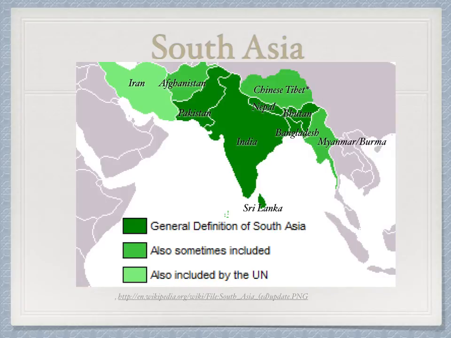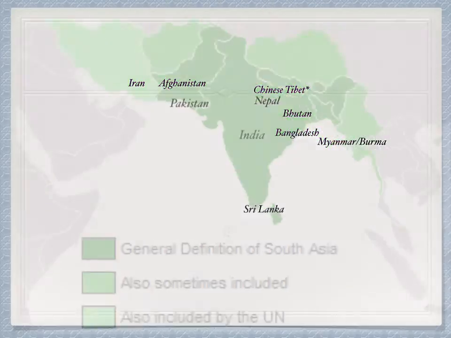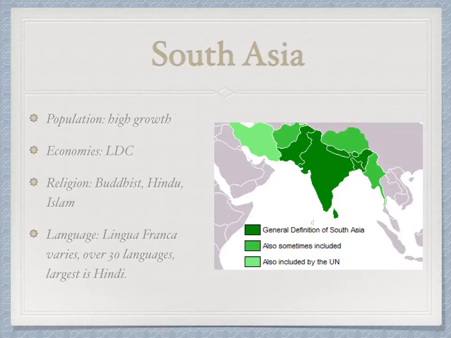Let's move on to South Asia. South Asia would be the southern part of Asia. India is sort of thought of as being the anchor of South Asia. Some of these bordering areas you're going to see in other regions as well. But this is what we look at when we talk about South Asia.